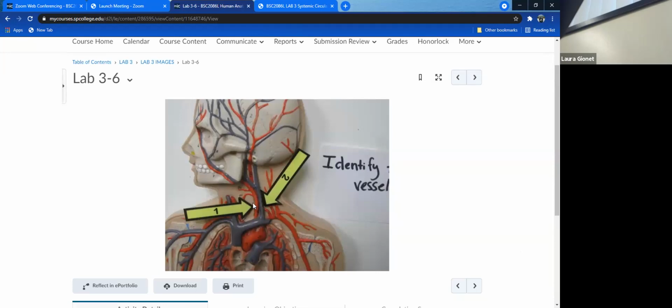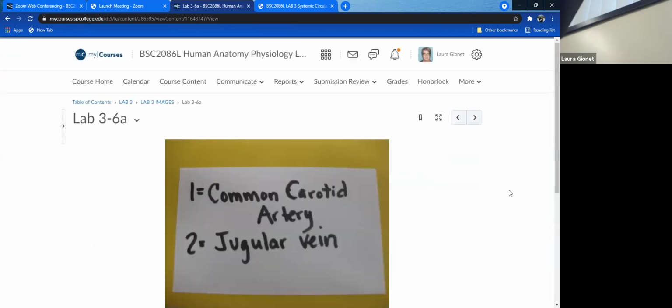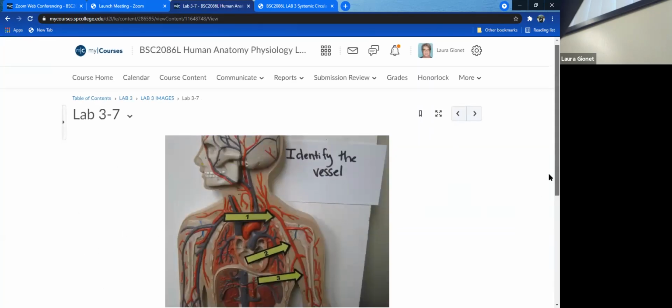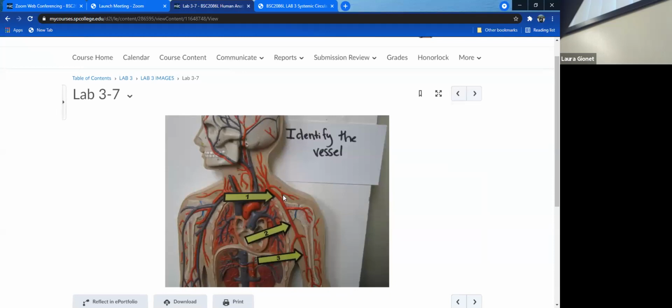Here we're pointing to, in this model now, that person, well, it's not a person, it's a model, has turned its head to the right. So you're looking at the left side of the neck. Ding, ding, ding. All right, so we have the left common carotid artery and the left jugular vein. Okay. And again, this is coursing over to the left side.